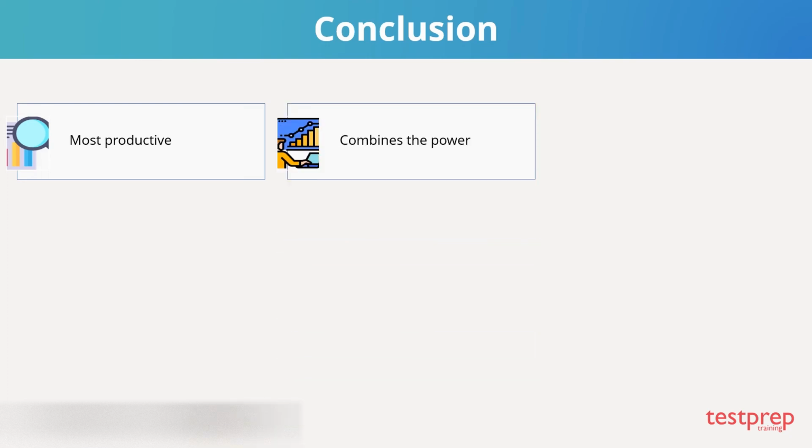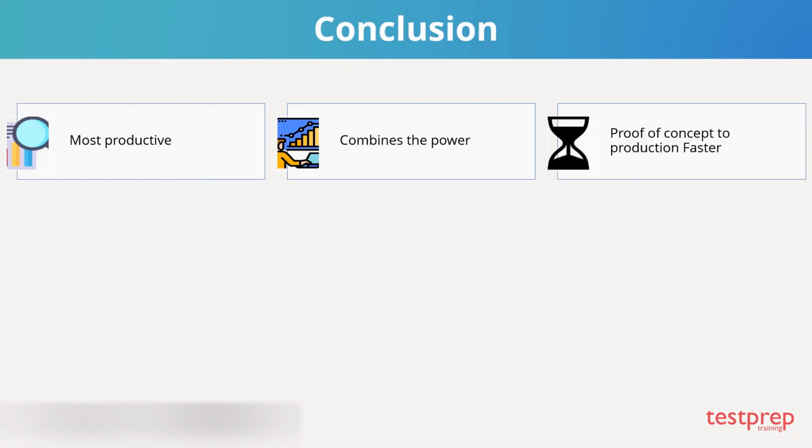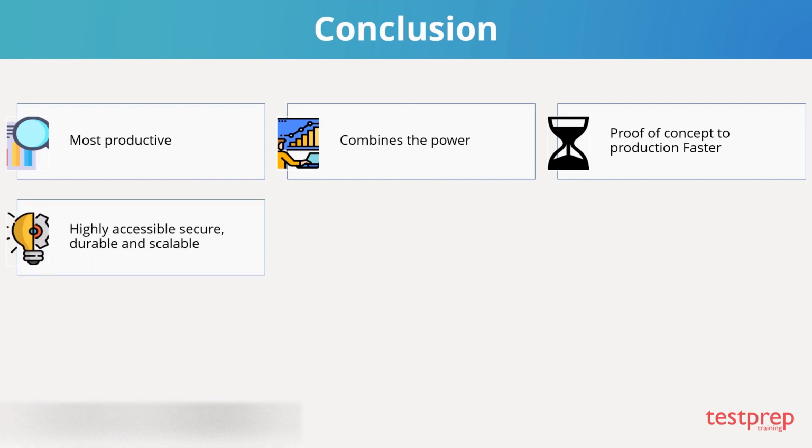Conclusion: the world's most productive data lake is Azure Data Lake Storage Gen 2. It combines the power of a Hadoop-compatible file system with integrated hierarchical namespace, with the massive scale and economy of Azure Blob Storage to help you transition from proof of concept to production faster. Azure Data Lake Storage Gen 2 is a highly accessible, secure, durable, scalable, and redundant cloud storage service. It's a comprehensive data lake solution.